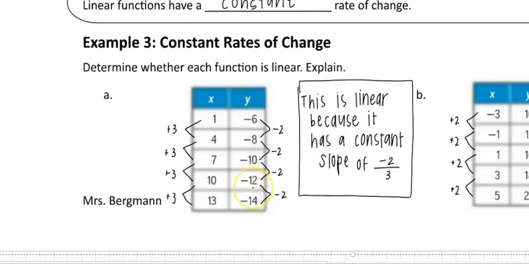If we're looking at this table and we need to determine whether it's linear or nonlinear, we're looking at the change in y over the change in x. So you might notice here that the change in y every time is going down by 2. The change in x is always going up by 3. So this is linear because it has a constant slope. It's always negative 2 over positive 3. Since it's the same thing for every point, it's a constant slope. That means it's linear.